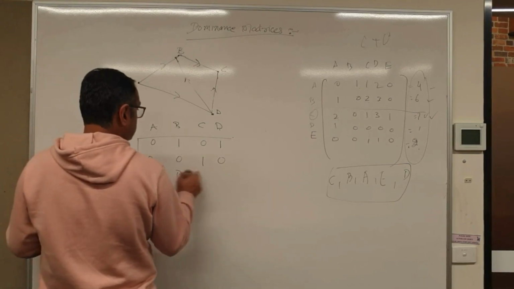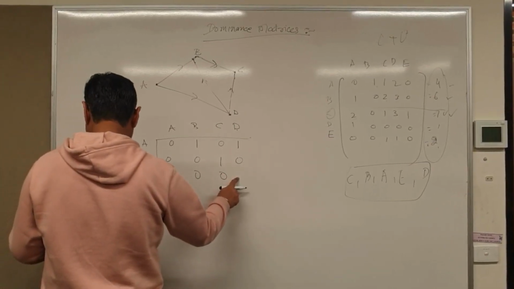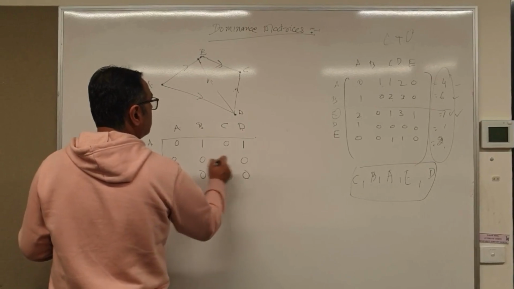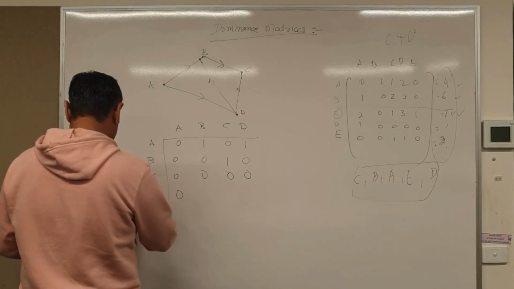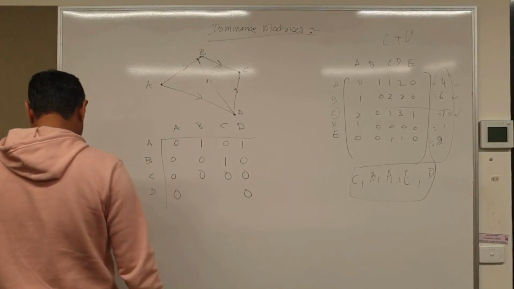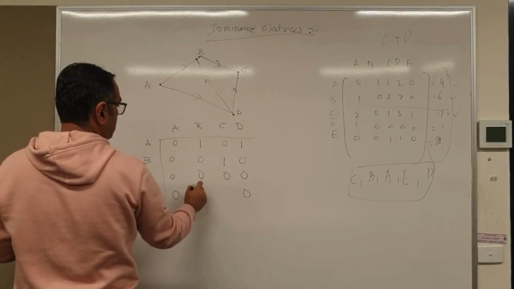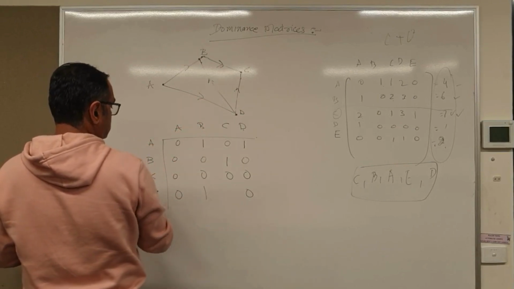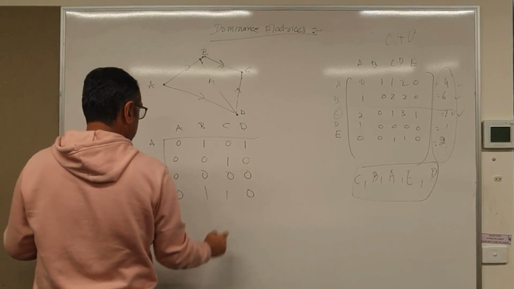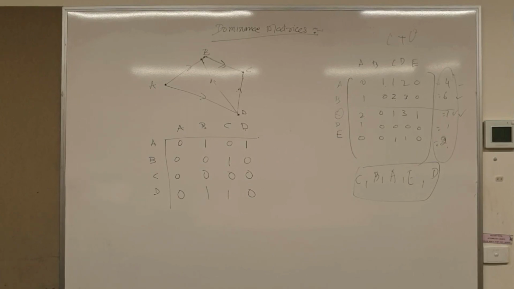Then C to C is a 0. And what was C to D? It is a 1. And the last one, D to D is a 0. And D to B is a 1. And D to C is a 1. Does that make sense?